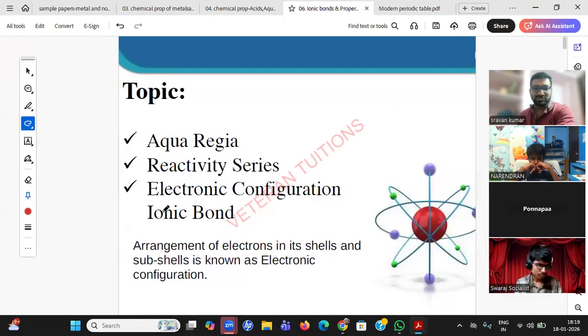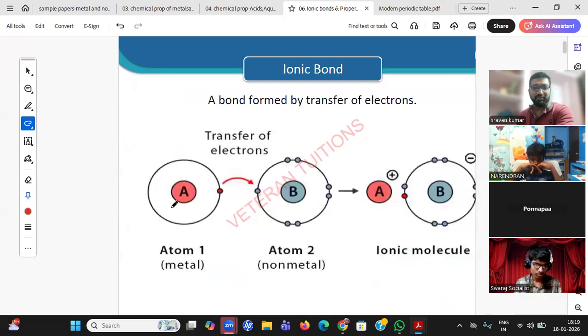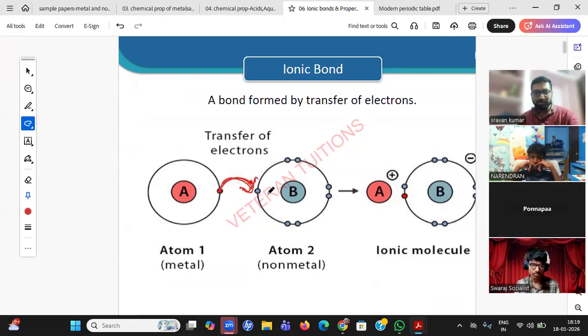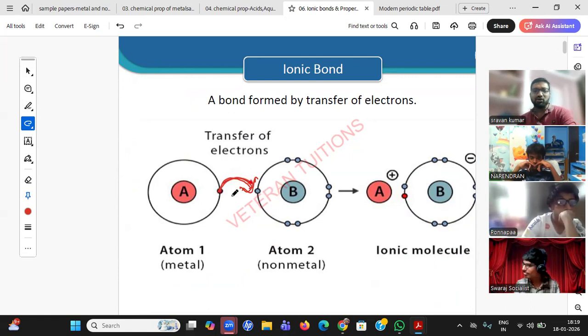Yes, we are discussing this topic to finally go for ionic bond. Okay, ionic bond. What is ionic bond? If you bring a metal and a non-metal, electrons will transfer from metals to non-metals. Why? Metals have extra electrons, they want to give electrons. Non-metals have fewer electrons, they want to take electrons. So that's the reason whenever they are brought near under suitable conditions, transfer of electrons can happen. That's the reason ionic bond is always formed between metal and non-metal.